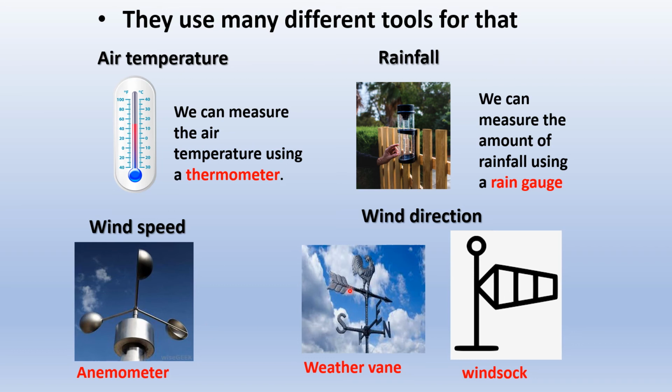Wind direction. The arrow of a weather vane or wind vane always points to the direction the wind is coming from. Windsock. Wind enters a windsock through the broader end and leaves through the other end.